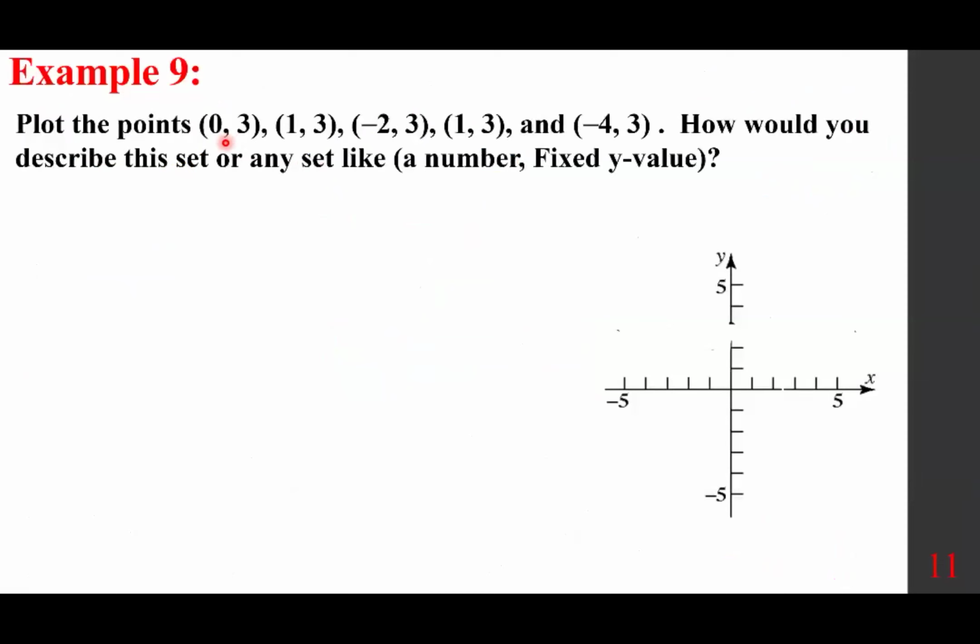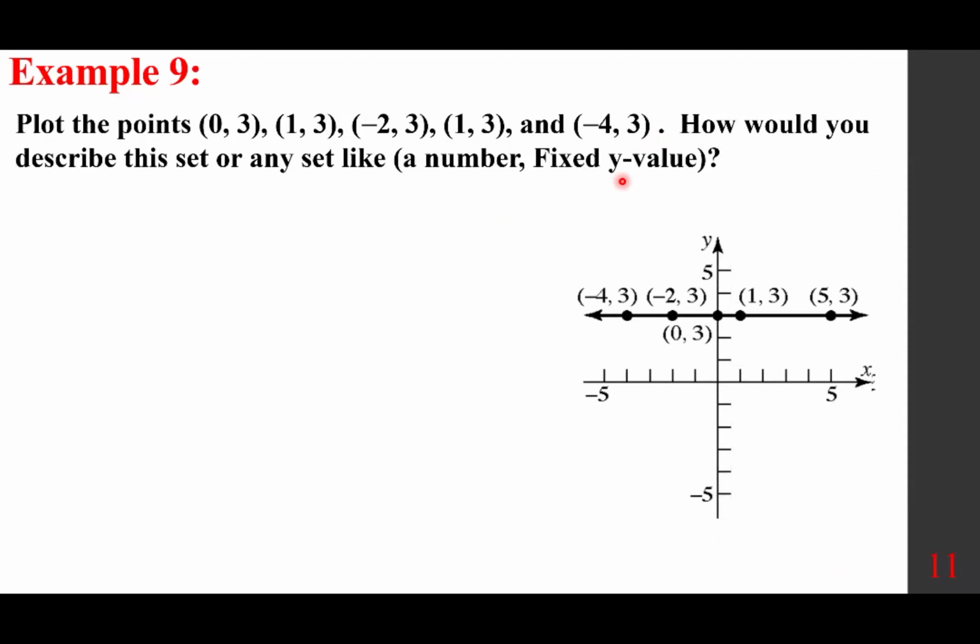Plot the following: 0, 3; 1, 3; negative 2, 3; 1, 3; and negative 4, 3. All of them, notice, have the same y coordinates. How would you describe this set or any set like that? A set of points that has a fixed y value. So if you plot those pairs, they all have the same y coordinate.